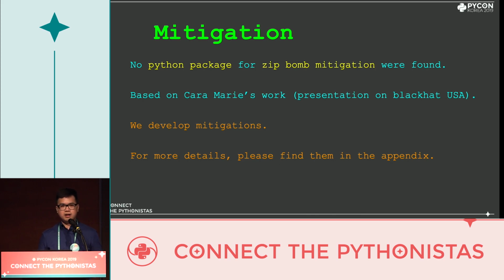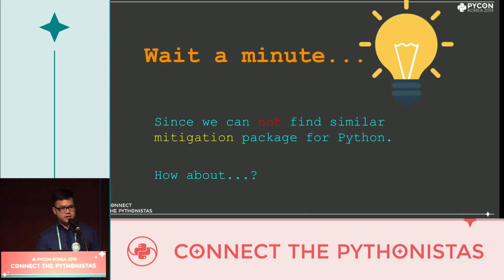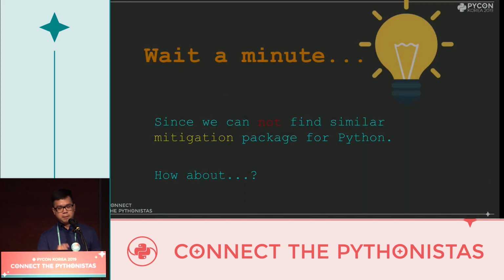All right, so since our goal is to mitigate the zip bomb problem, we did a lot of research on the internet, but no Python package for zip bomb mitigation was found. So based on Kara Marie's work, we developed some mitigations. And since we have limited time, please find them in the appendix for more information. But wait a minute. Since we cannot find a similar mitigation package for Python, how about we create one and upload it to PyPI?